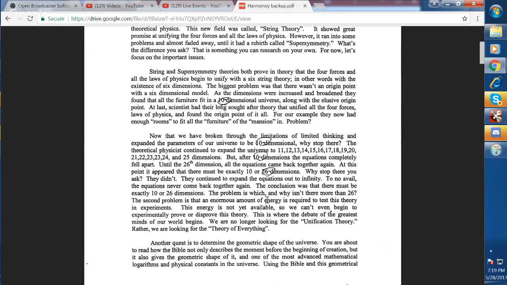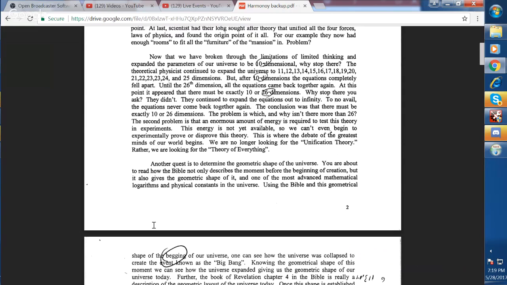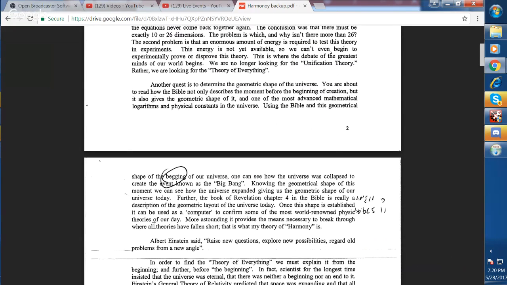We are no longer looking for the unification theory. Rather, we are looking for the theory of everything. Another quest is to determine the geometric shape of the universe. You're about to read how the Bible not only describes the moment before the beginning of creation, but it also gives the geometric shape of it and one of the most advanced mathematical logarithms and physics constants in the universe. Using the Bible and this geometric shape of the beginning of our universe, we can see how the universe was collapsed to create the event known as the Big Bang.